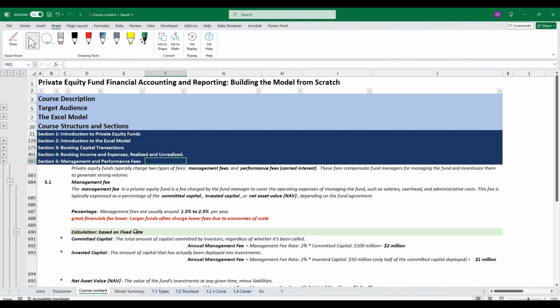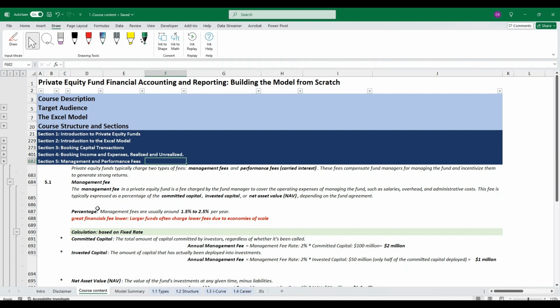Private equity funds typically charge two types of fees, management fees and performance fees, or carried interest. These fees compensate fund managers for managing the fund and incentivize them to generate strong returns. The management fee in a private equity fund is a fee charged by the fund manager to cover the operating expenses and managing the fund, such as salaries, overhead, and administrative costs.